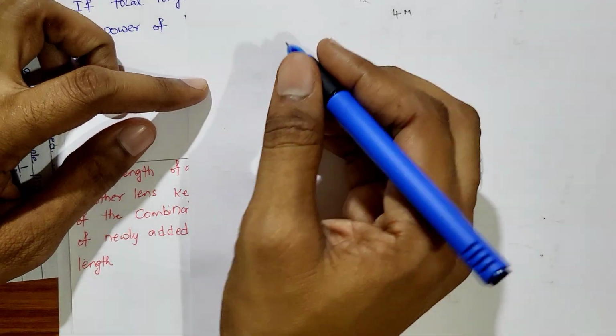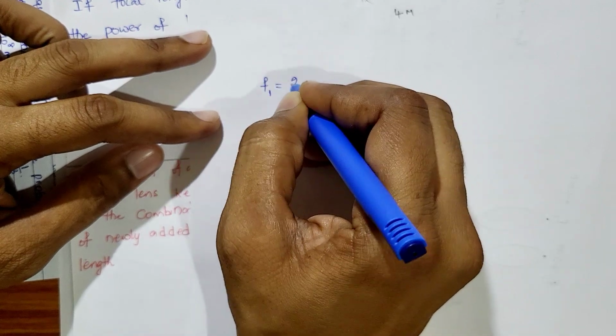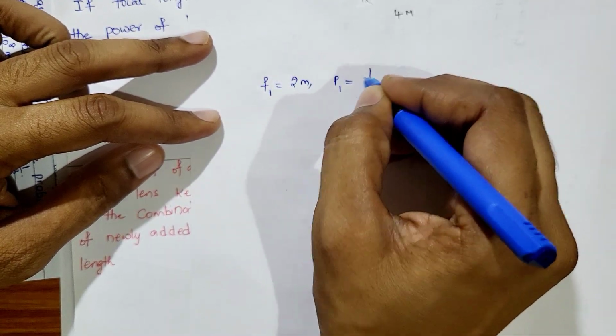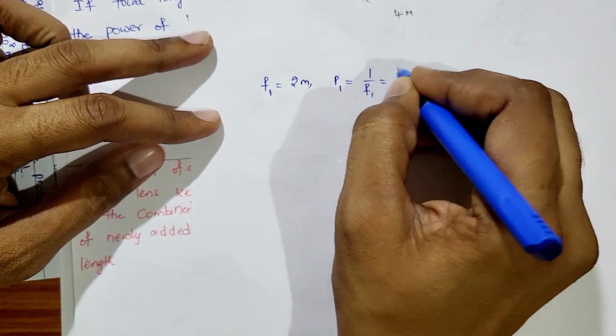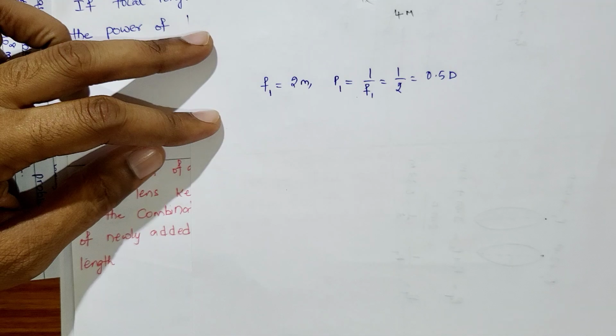See, first focal length. Focal length 1 is 2 meters. So what will be power 1? Power 1 will be equal to 1 by focal length, 1 by 2. That is going to be 0.5 diopter.